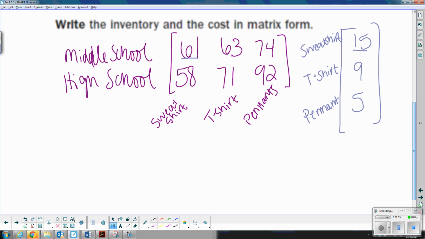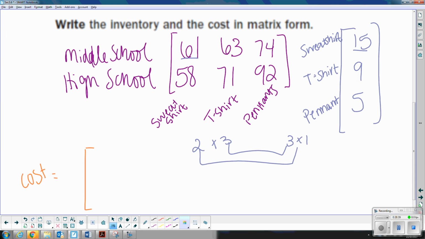So our total cost, well, first our matrices. We've got a 2x3 matrix and a 3x1. We can multiply those together, and we're going to end up with a 2x1 matrix, which is pretty easy to work with. Okay, so let's actually say the cost equals, we're going to end up with 2 rows and 1 column, because we've got total middle school cost and total high school cost.